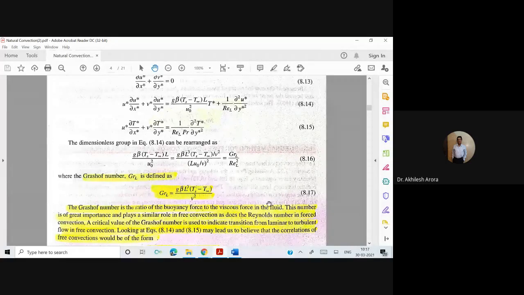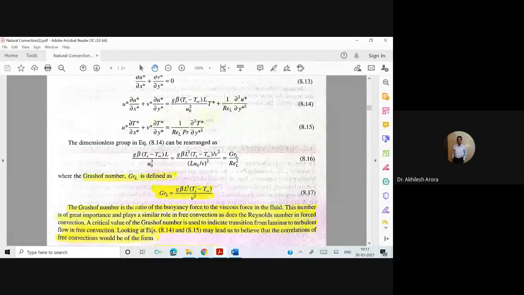Okay, so this number is of great importance and plays a similar role in free convection as does the Reynolds number in forced convection. So basically, up to a particular value of the Grashof number, the flow will be considered as the laminar flow, and after that it will be in the transition, and then it would be in the turbulent zone actually. So a critical value of the Grashof number is used to indicate the transition from laminar to turbulent flow in free convection.